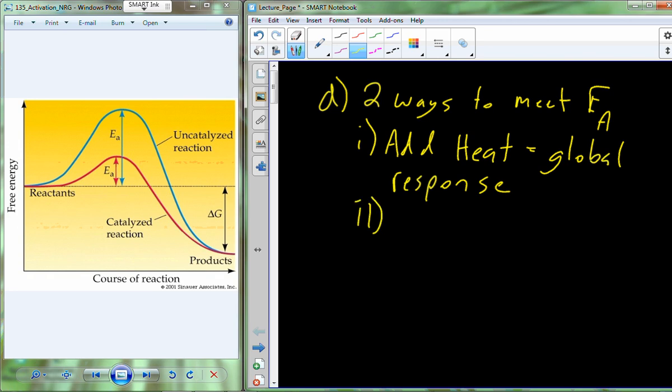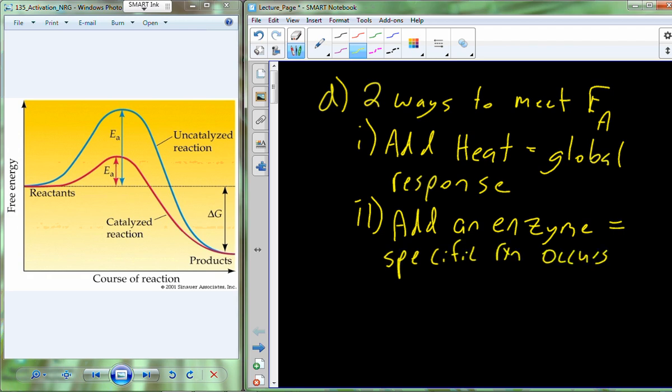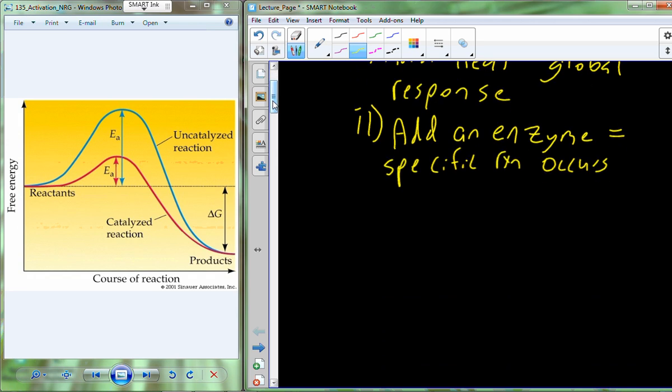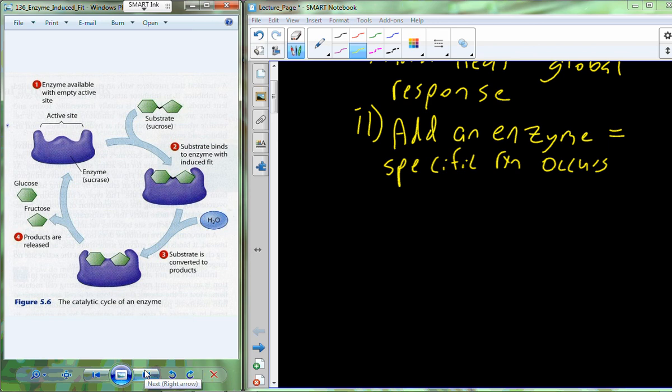The other way, which is far more advantageous, is to add an enzyme. If we add an enzyme, there's going to be one enzyme for each specific chemical reaction that occurs in a biological system. And so using enzymes rather than heat makes the response very specific. So now we have the ability to control specific reactions at specific times. So how exactly does an enzyme work, and how does it achieve a reasonable energy of activation?